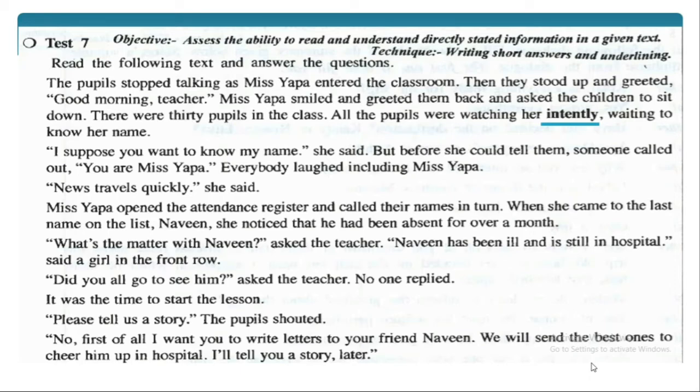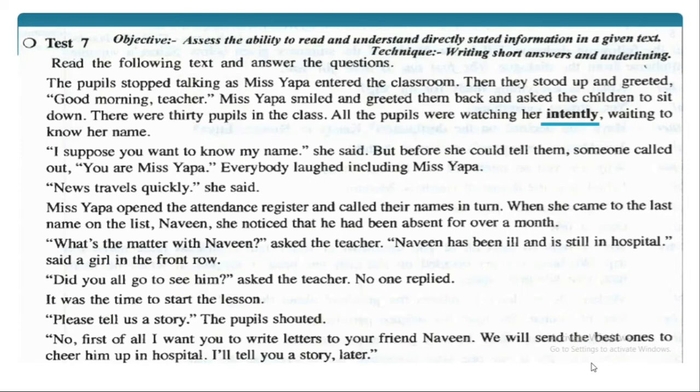Miss Yapa opened the attendance register and called their names in turn. When she came to the last name on the list, Naveen, she noticed that he had been absent for over a month. "What is the matter with Naveen?" asked the teacher. "Naveen has been ill and is still in hospital," said a girl in the front row. "Did you all go to see him?" asked the teacher. No one replied. It was time to start the lesson. "Please tell us a story," the pupils shouted. "No. First of all, I want you all to write letters to your friend Naveen. We will send the best ones to cheer him up in the hospital. I will tell you a story later."